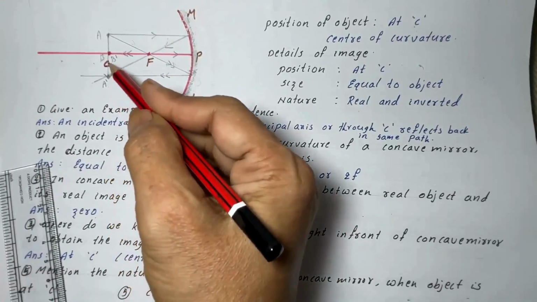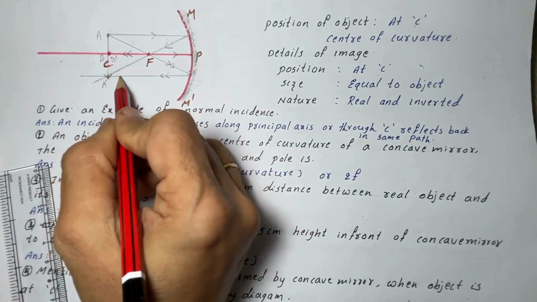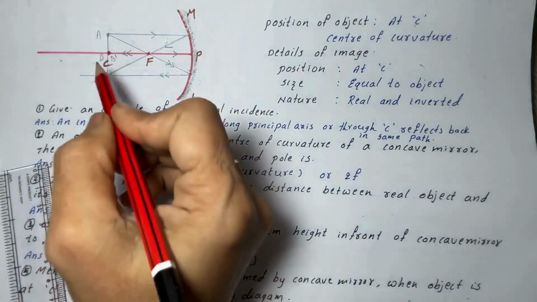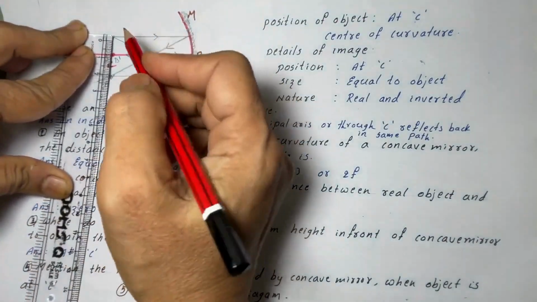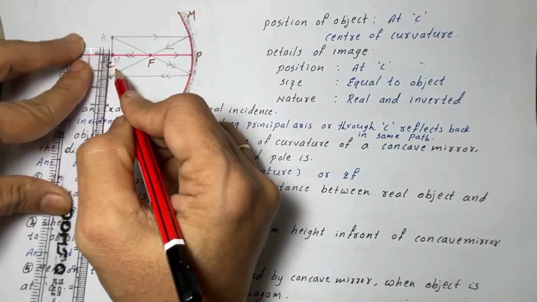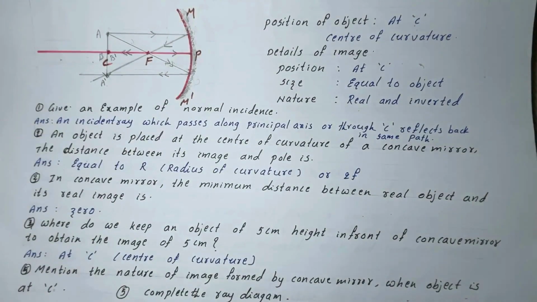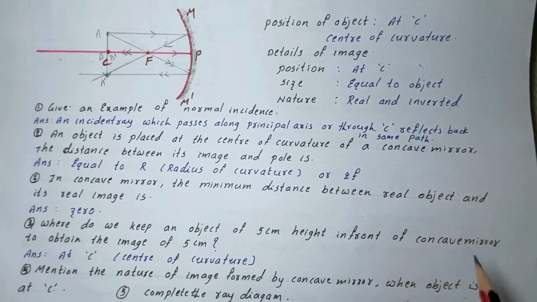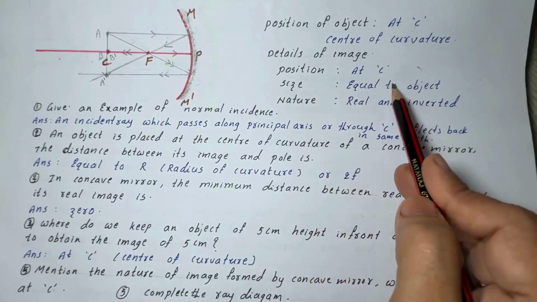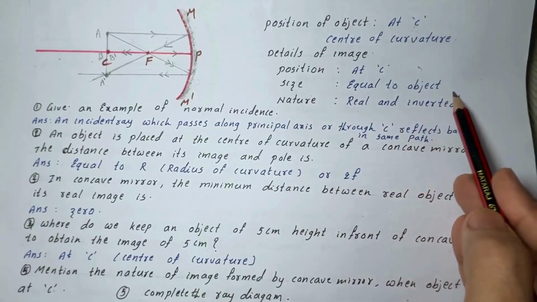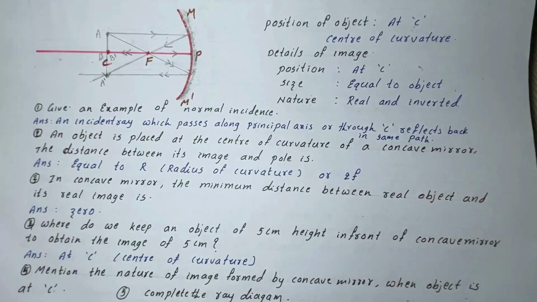That is one inverted image, and this image has formed by the actual intersection of the rays. So this is one real image, and the size of the image is equal to, this is a 1 centimeter object and this is a 1 centimeter image. So the size of the image is equal to the size of the object. So when the object is at C, the image position is at C and the size is equal to the object size, and the nature is that it's a real and inverted image.